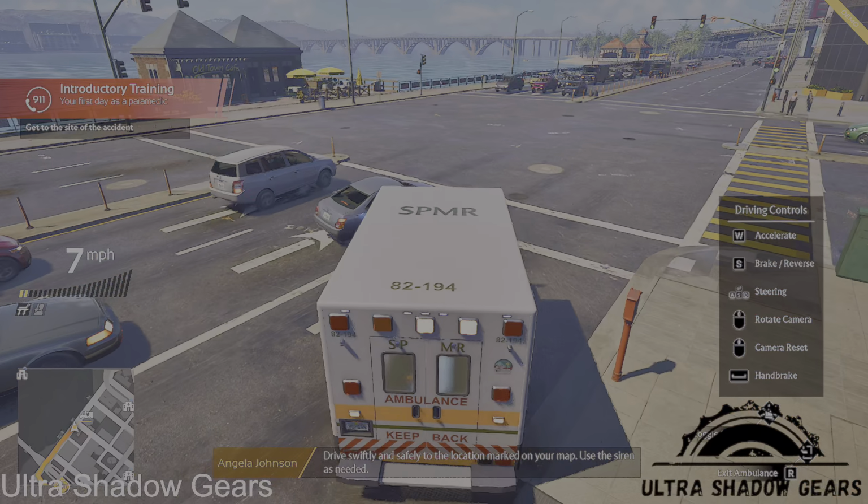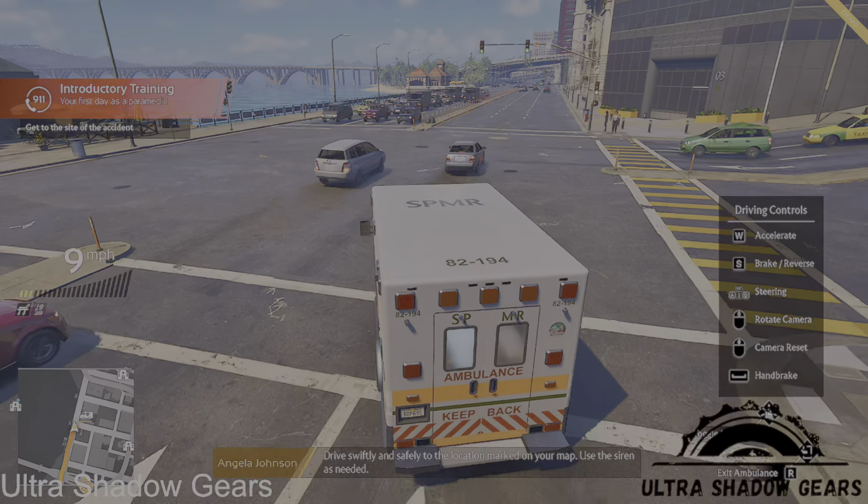Drive swiftly and safely to the location marked on your map. Use the siren as needed.